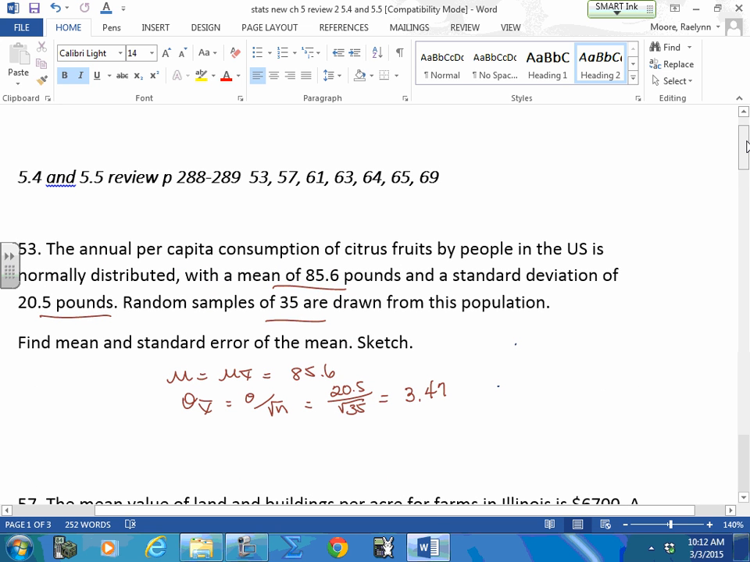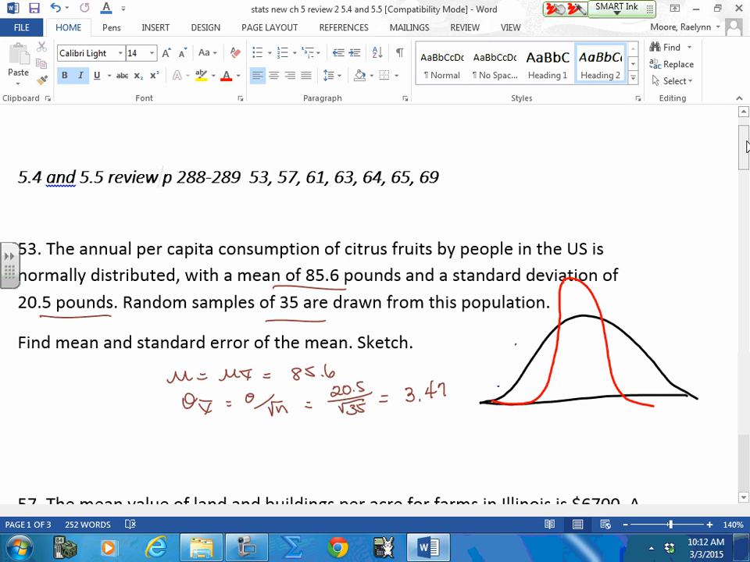Remember I told you to sketch off your samples. Don't sketch off your population. Sketch off your samples. Because remember this? This has the big one. Then when we take the standard deviation, it made it small like this, remember? And it's very hard to superimpose one onto the other and figure out where all your Z-scores are, because they change.